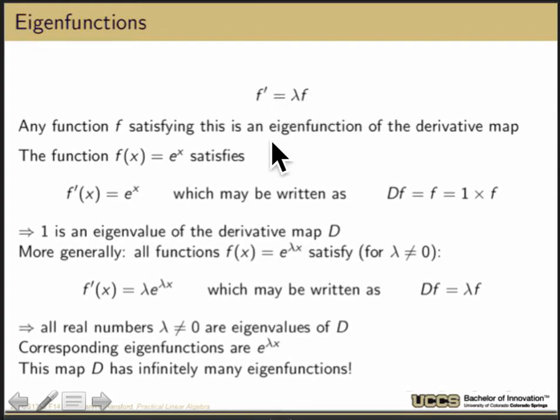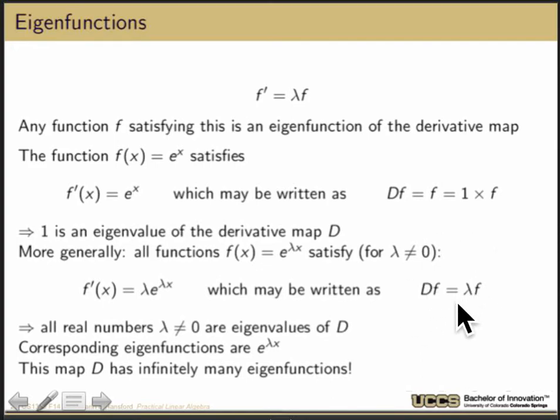So if I think about that, it's not hard to see that the function e to the x satisfies that property. If I'm taking the derivative as my map, then f prime of x is equal to e to the x. If I take its derivative, in fact, if I have a constant up front, I actually get a lambda down front. More generally, any function of the form e to the lambda x gives me that the derivative is equal to lambda e to the lambda x. Okay? So D of f equals lambda f.